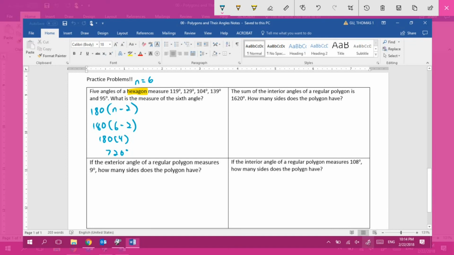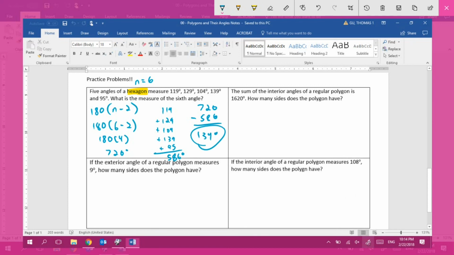They already gave me 5 of the angles, so I'm going to add all those 5 numbers together: 119 plus 129 plus 104 plus 139 plus 95. All right, add that together. That's going to be 586 degrees. And then to find that last angle, I'm going to take 720 and subtract that 586. So then that's going to give me 134, and that is my missing angle.